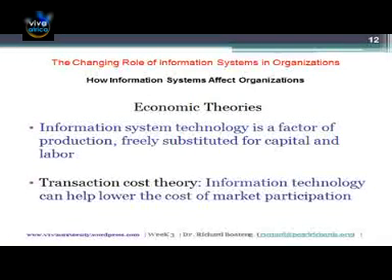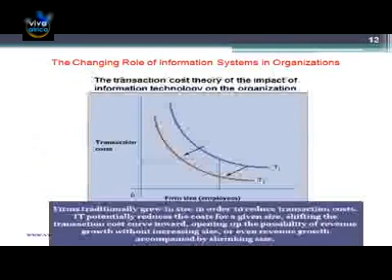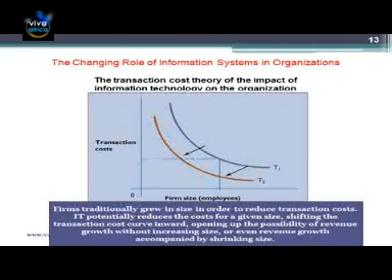So now we come to how information systems influence or affect organizations. We use economic theories in this case. From the microeconomic model, information systems can be seen as a factor of production, which can be freely substituted for capital and labor. So information systems can be used to automate processes. And when they are used to automate processes, our cost of labor and capital for doing those same processes is then reduced, or we may not need the same amount of labor to do the same thing that the information system does.